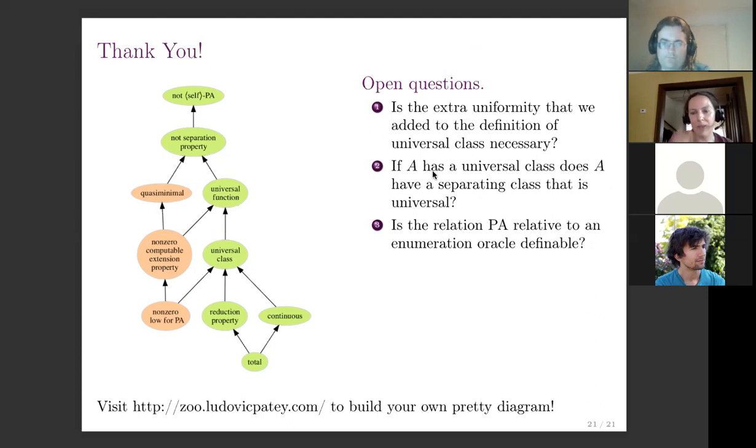If A has a universal class, does it always have a separating class as well that is also universal? In all the examples that we've seen this is true, but we don't know if this is the same as just having a universal class. It might be stronger. And finally, we know that the relation PA is definable when it's restricted to the total oracles. Is it definable in general? This is a question I threw in there because I'm interested in those kinds of questions.